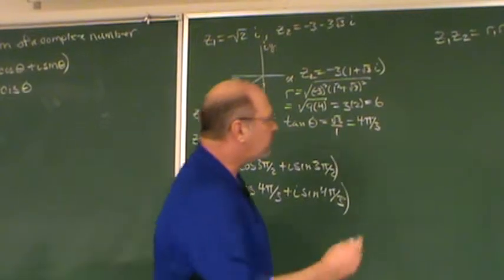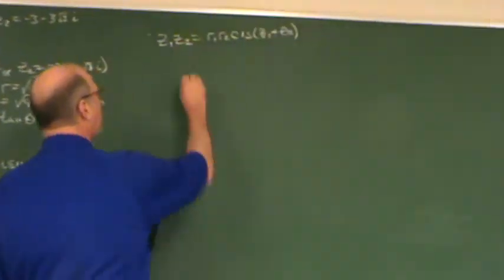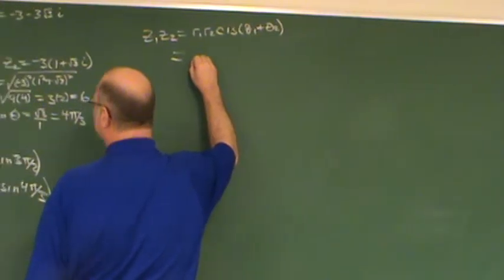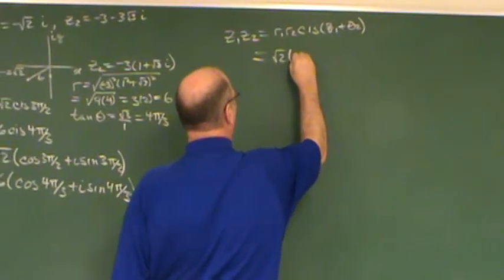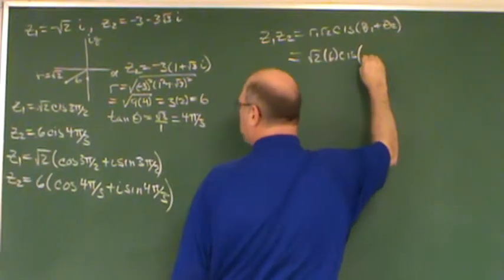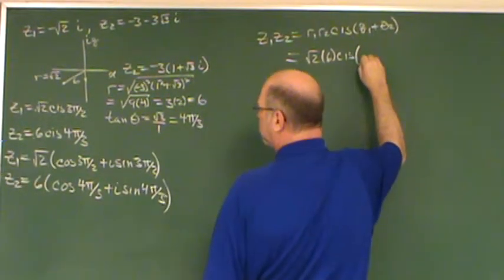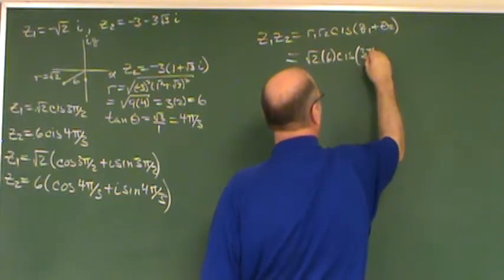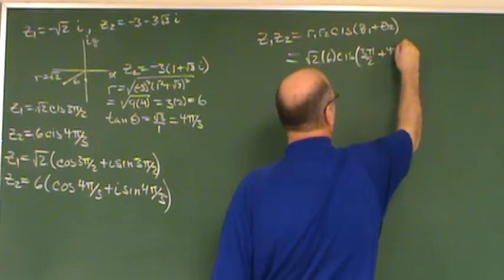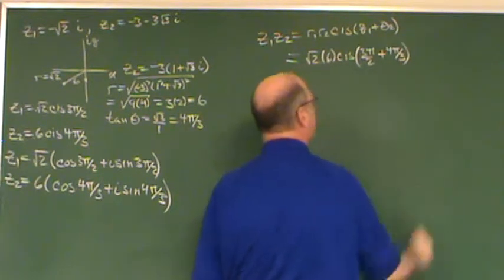Okay? Now, back to z1 times z2. All right, so we found r1 was square root of 2, r2 is 6, and then we're going to have cis of theta 1, which is 3 pi over 2, plus theta 2, which is 4 pi over 3.